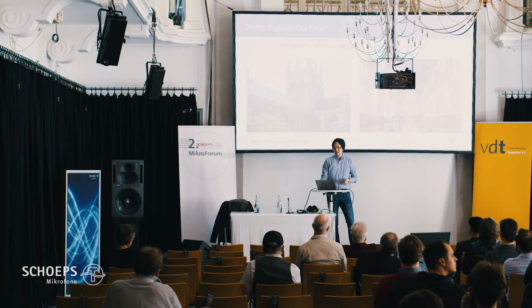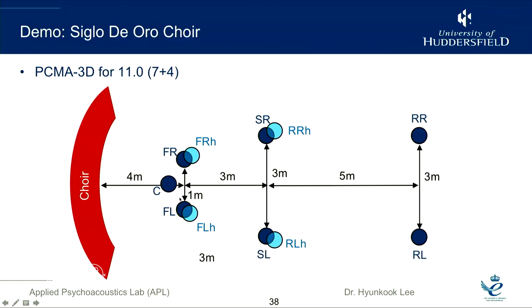So this was the microphone setup for the choir, and we have the frontal array here, and the rear array, and extra ambience capture quite further back in the concert hall. And the light microphones, the cyan microphones, are the height ones. So these were CCM41 facing upwards, and the main microphone arrays were pointing towards the source.